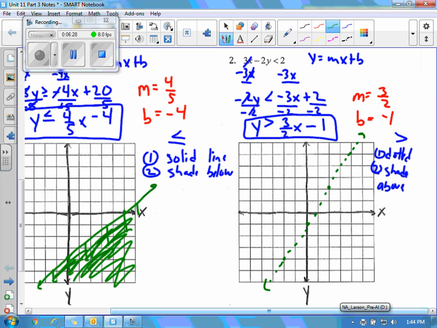So what that dotted line tells me is that if I have a point on this line, that's not going to be a true statement. If I have the equal to part, it would include all of them. And then the second thing is that I shade above, so I can go anywhere on this line, draw an up arrow, and that tells me where I need to shade.